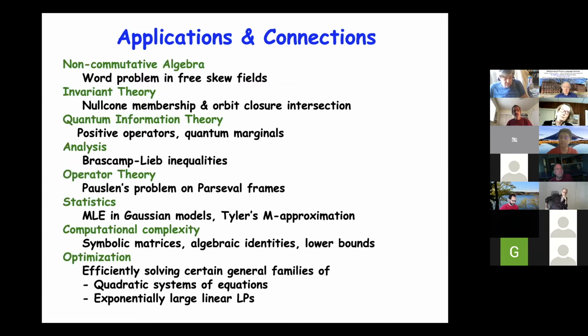Non-commutative algebra, invariant theory, quantum information theory, analysis. This is what we more or less started with. Other people recently developed applications to operator theory and in statistics. And of course, our initial motivation, definitely my initial motivation, was in computational complexity, but it turns out to be very related, in fact, fundamental to optimization. So you'll see some of these connections. I find it really fascinating that all of this plays a role in this work.